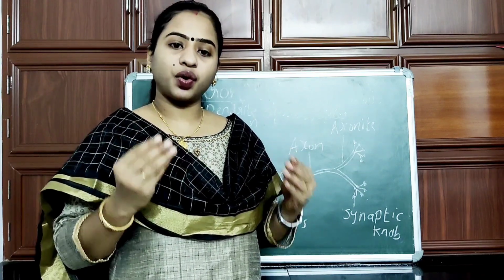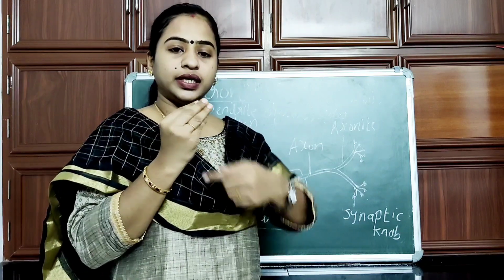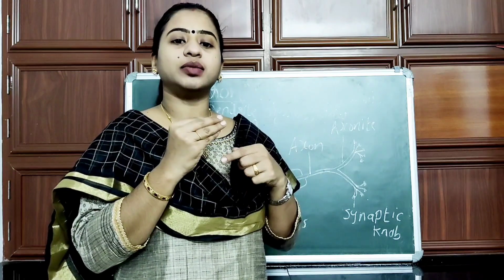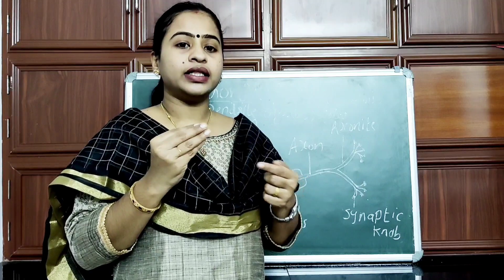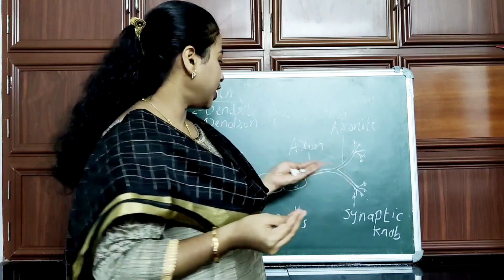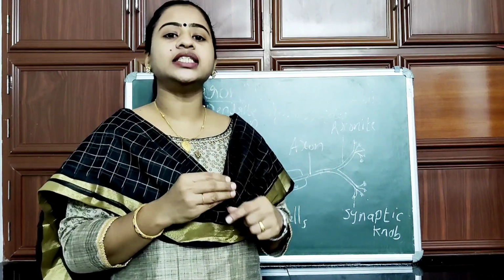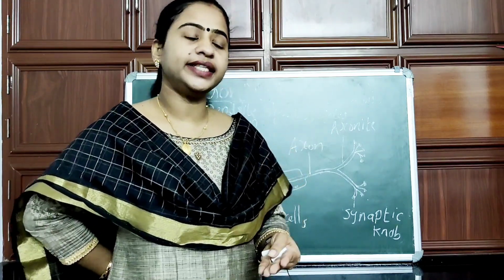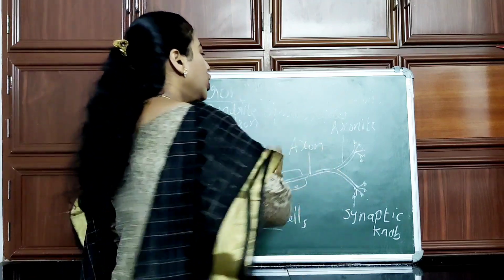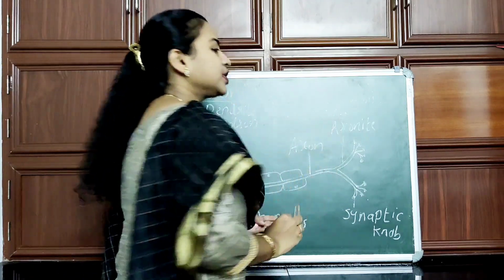A group of neurons or a group of axons is called nerve. The nerves are also encircled by myelin sheath. The myelin sheath of nerve cells is formed of the Schwann cells. But the myelin sheath in the brain and spinal cord is formed of a special type of cells called oligodendrocytes. They are present only in our brain and spinal cord.